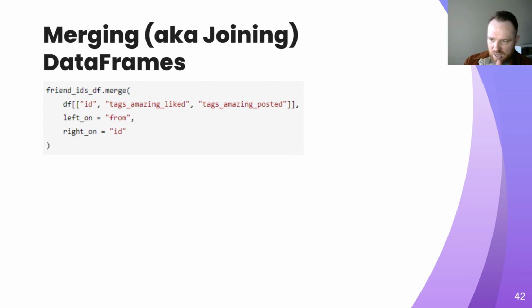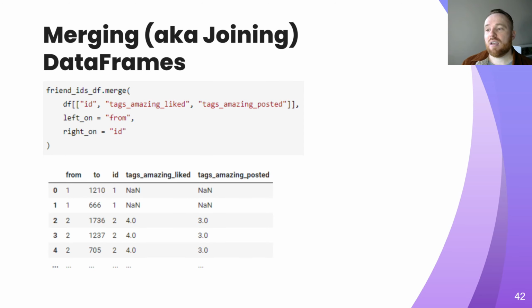And those next two parameters, left_on and right_on, tell Pandas how to match, how to stitch these two data frames together. So left_on, which is going to refer to my friends' IDs, I'm going to tell it to look at the from column. And then right_on, which is going to refer to my data frame called df there, is on ID. So that's how it's going to join these two disparate data frames together.